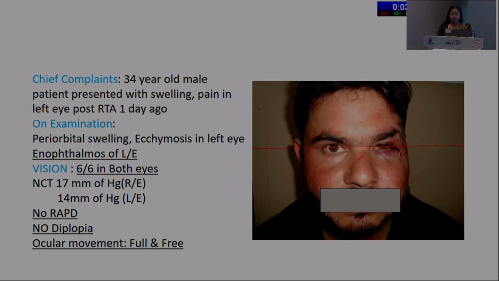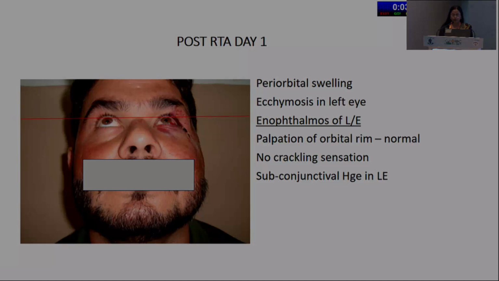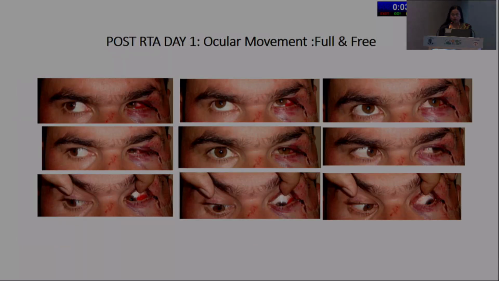So our patient, a 34-year-old male, post road traffic accident 1 day ago, came to us with swelling and pain in the left eye. On examination, he had periorbital swelling and ecchymosis in the left eye, and enophthalmos was less than 2 mm. Vision was 6/6, no RAPD, no diplopia, and ocular movements were full and free in all gazes. Palpation of the orbital rim was normal, with no crepitus. Subconjunctival hemorrhage in the left eye was noted. This is the ocular movement in all gazes.